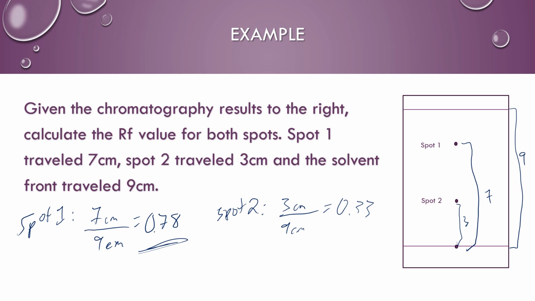RF is really cool because you could repeat the experiment with the same solvent, the same substance. But if your solvent front travels a different distance, you can still find the ratio that the substance traveled versus the solvent traveled and compare those RF values. If they have the same RF value, it's a good argument that it's the same compound present.